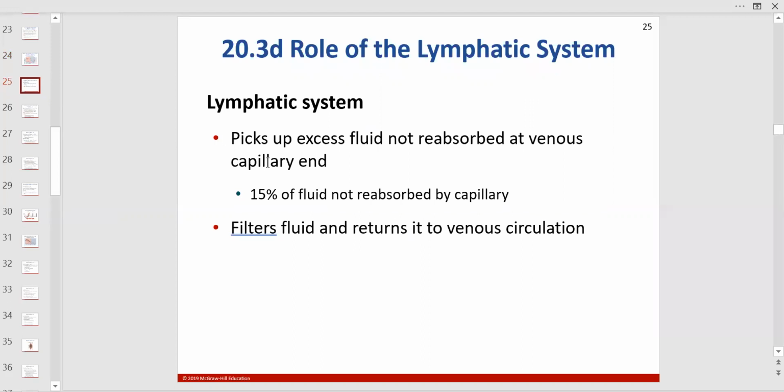Makes sense. I mentioned the lymph system because this picks up the 15% of the fluid that's not reabsorbed. So 85% of the fluid in the interstitial tissues is returned to the capillary, but 15% of that is put back in the lymph system. So if you have a problem with your lymph system or you have a problem with proteins leaking out, you're going to have what's called edema, if there's too much fluid in the interstitial area. And that could be due to heart failure as well.